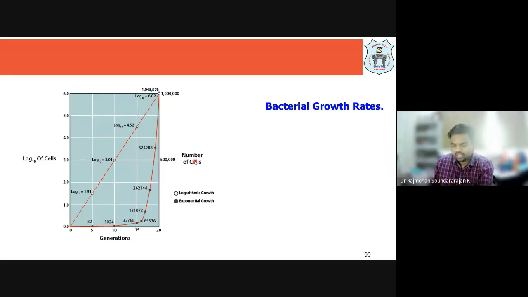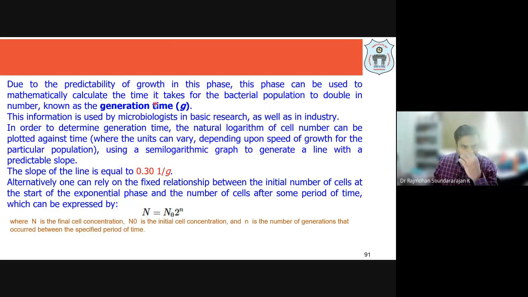We have seen cell counting already, right? The number of cells, how to count it. There are different techniques, manual counting and machine counting. We have discussed that in detail in a separate lecture also. So once we have the details of the number of cells with respect to time, we can plot them to get these values. Okay. So the slope of the line is equal to 0.30.